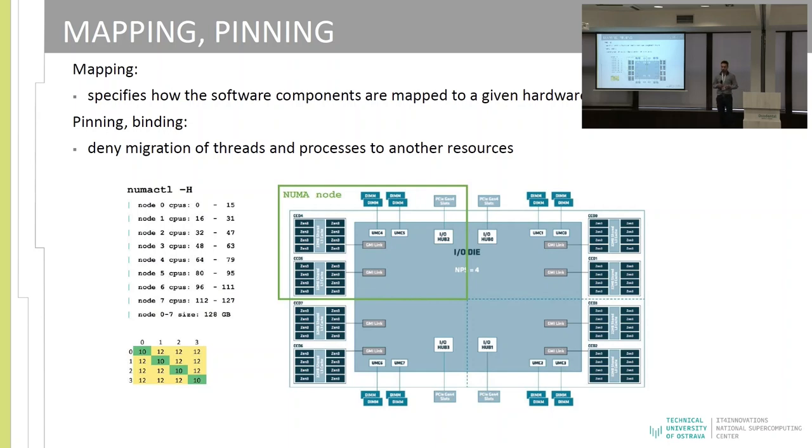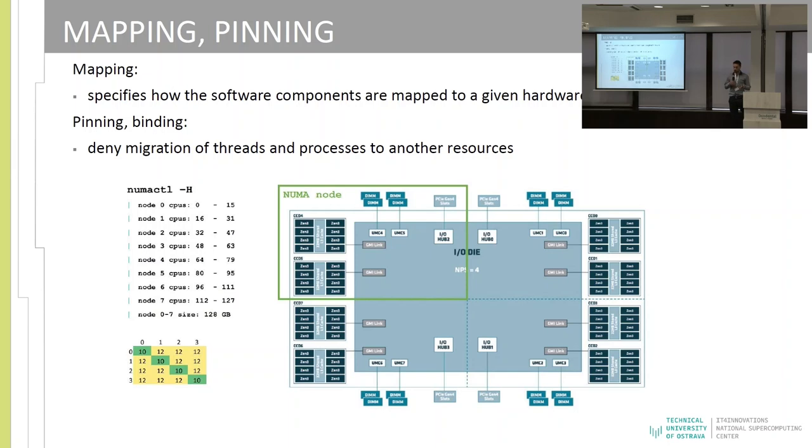What is mapping? Mapping specifies how software components are mapped to the hardware resources. For example, if I look closer at this CPU that I used, there are four NUMA domains. And what is important, each NUMA domain has two channels to the memory and 16 cores. If I have, for example, an MPI process that resides on the first NUMA domain, and if this process wants to read something from the second NUMA domain, it is slower than reading data from its own memory. Because each node has two sockets, reading something from a NUMA domain on the second socket is even slower than reading data from my own memory.